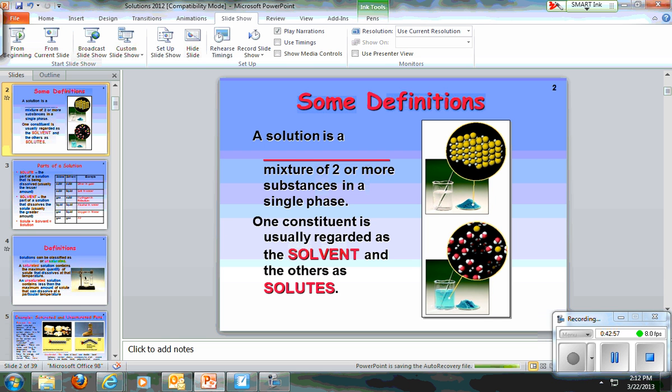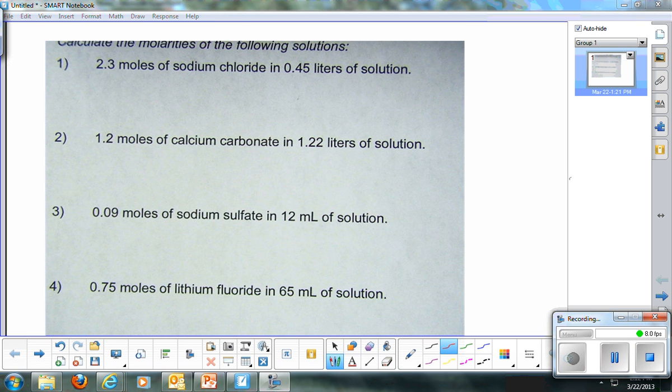If I can get this to go down. So I'm going to do one in each area for you so you can follow through. So we are calculating molarity for the first ones.